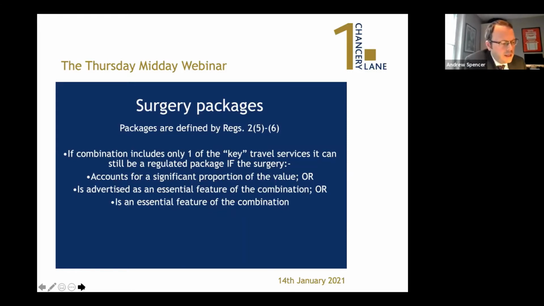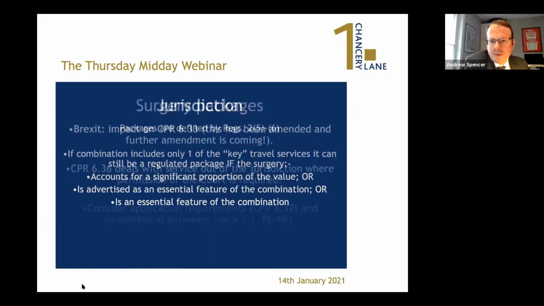So this is what it takes for something to be a surgery package, which gives you the advantage that the organiser is liable essentially for the proper performance of the travel services making up the package. And at this stage, I'm going to hand you over to Dom, I think.